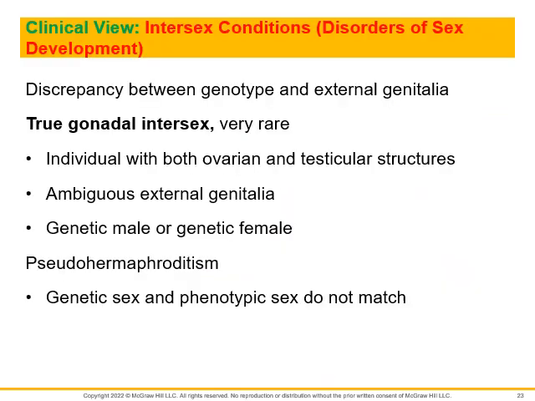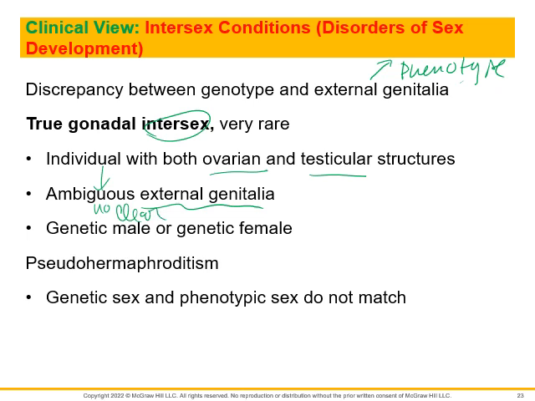So are there times that you could have a discrepancy between genotype and external genitalia? So this would be phenotype, right? So yes, it is true. These are intersex individuals. They could have both ovarian and testicular structures, so kind of a mix of both male and female phenotype, right? They can have ambiguous, meaning not clear, external genitalia, and genetically they could be male or they could be female. So it's kind of like the genetic inside doesn't match the physical or external phenotype sex.